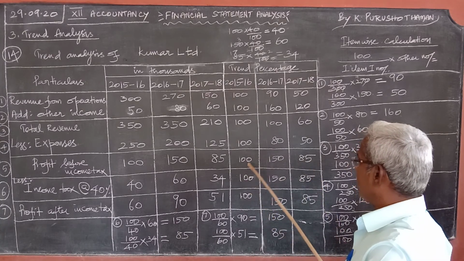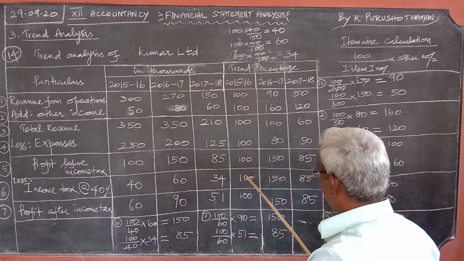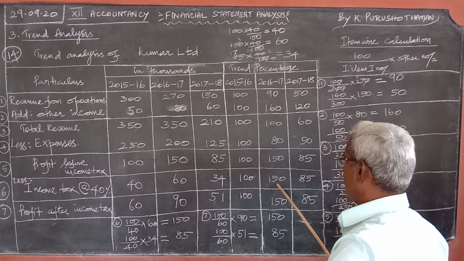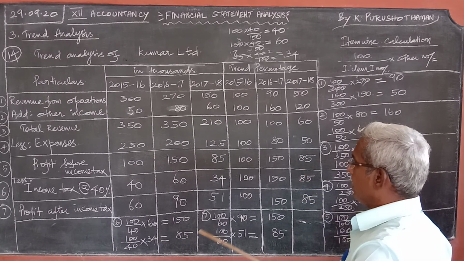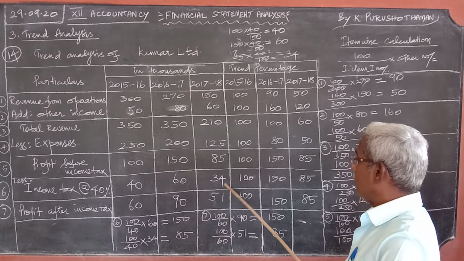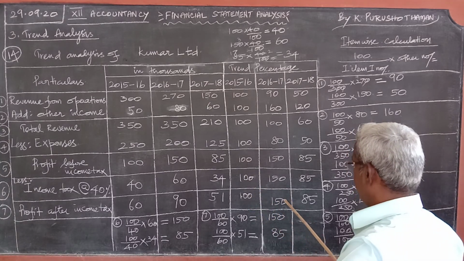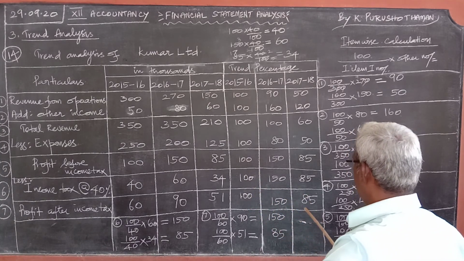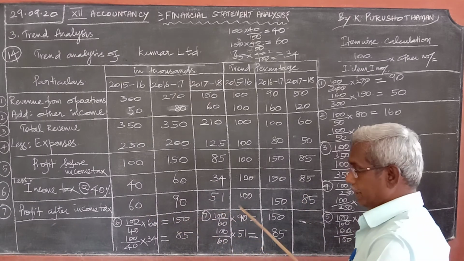Therefore, income tax, if we calculate income tax, what should be the percentage? First year 100, second year it is 150%, third year 85%. Profit after income tax, this we have calculated. First year 100, second year increasing, third year it is decreasing because the profit is also decreasing here.